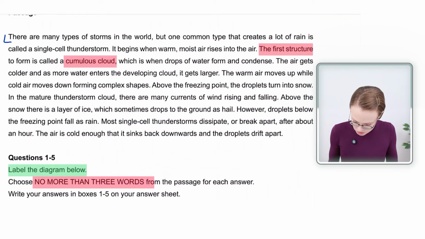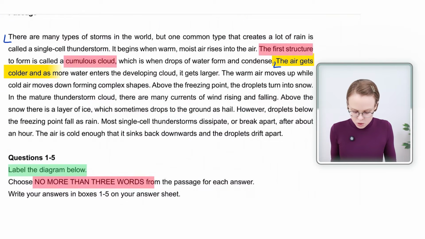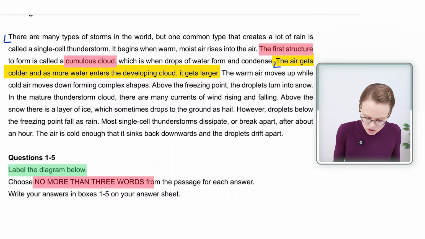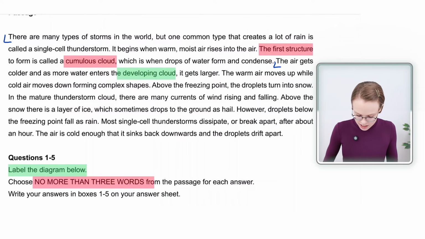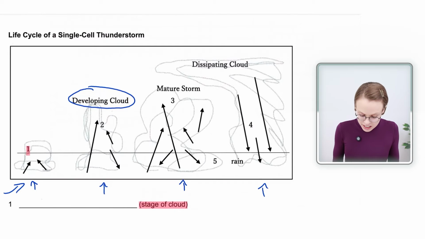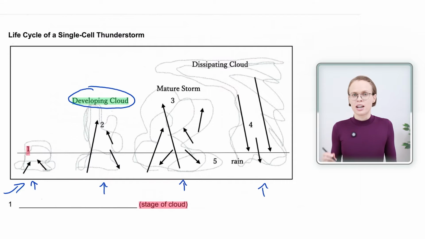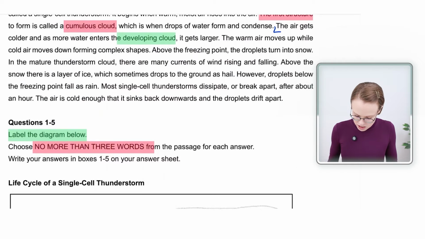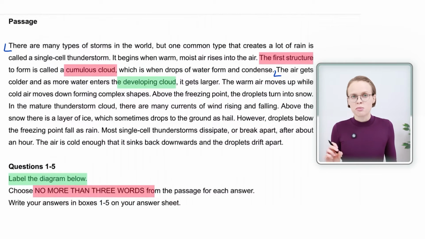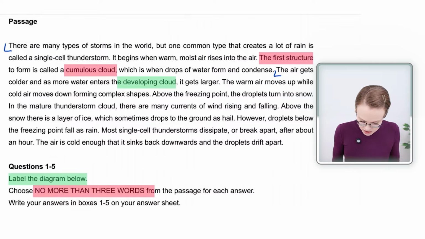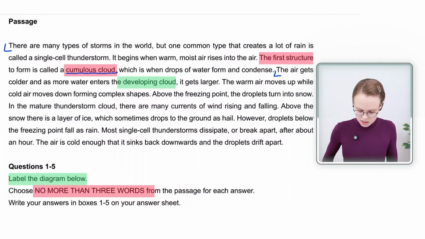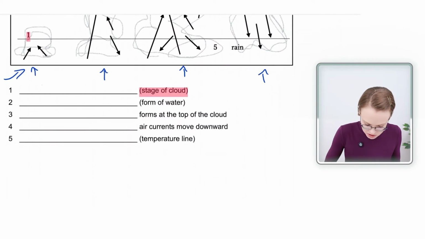Now, let's read from here. The air gets colder, and as more water enters the developing cloud, it gets larger. So here you can see that the passage is already talking about the developing cloud. So guys, we are already here. So this means that number 1 must be the cumulus cloud. And that's what we are going to enter now. Attention! Cumulus cloud is a difficult word because it has lots of O's and U's, so make sure that you write it correctly. So it's written like this, okay? Cumulus cloud. So I'm going to write this down here.